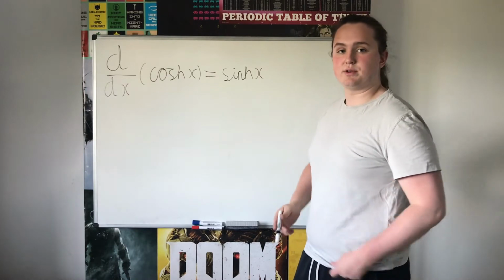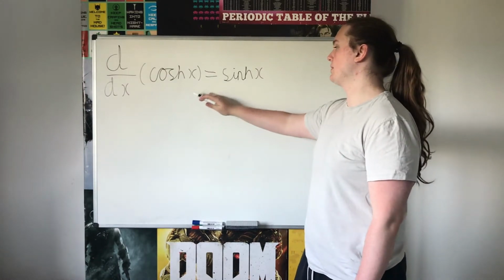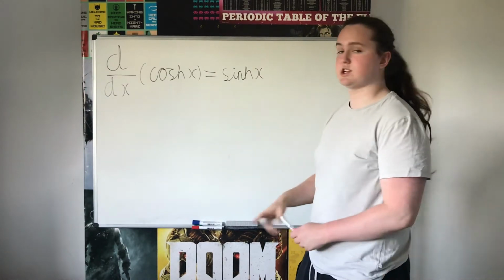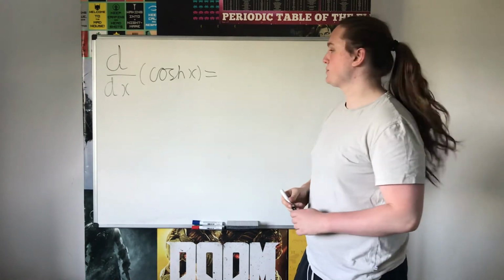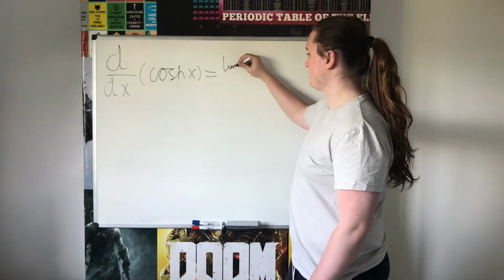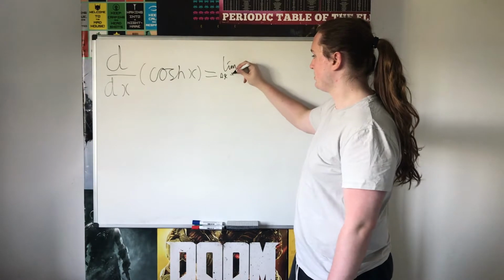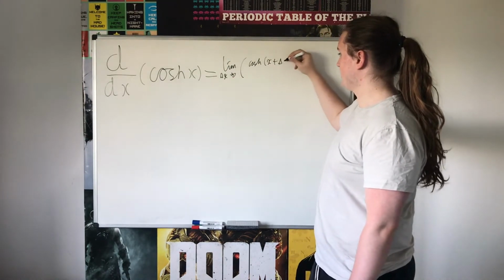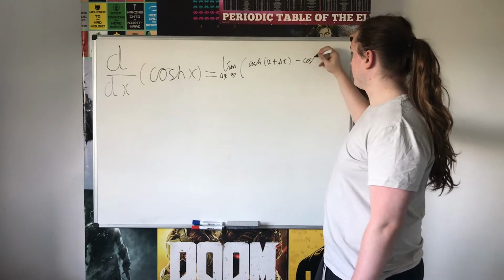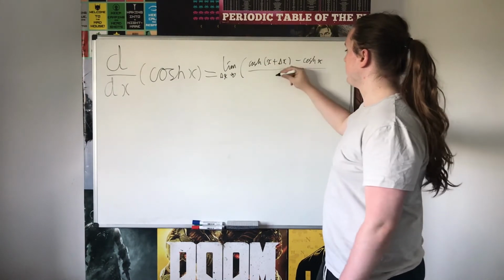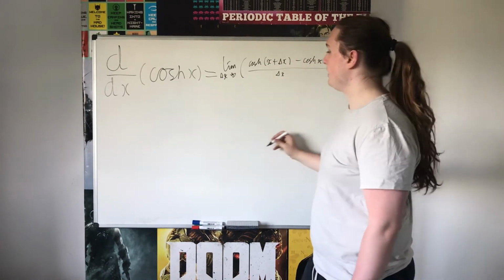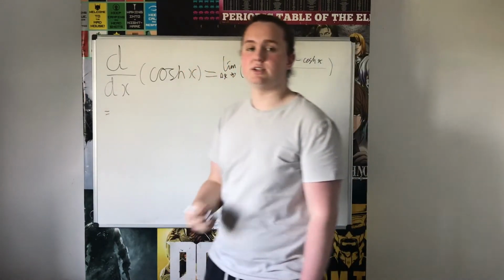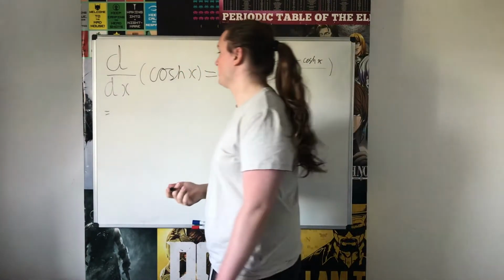In this video I'm going to prove from first principles that the derivative of cosh x with respect to x is sinh x. So we know from first principles that the derivative of cosh x is the limit as delta x approaches 0 of cosh of x plus delta x minus cosh of x, all over delta x. And we know cosh x is e to the x plus e to the minus x over 2.